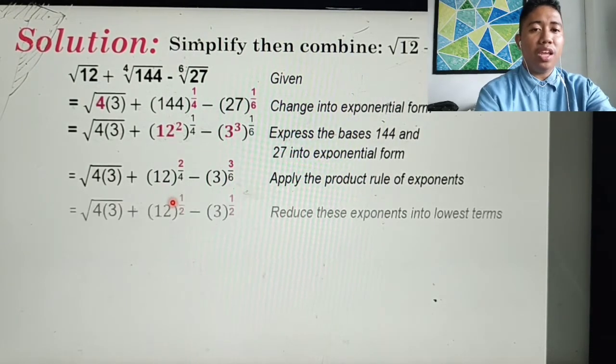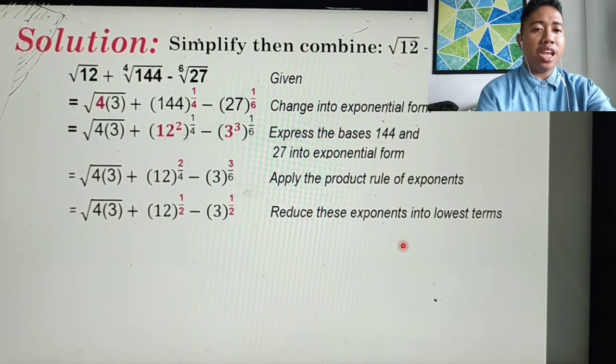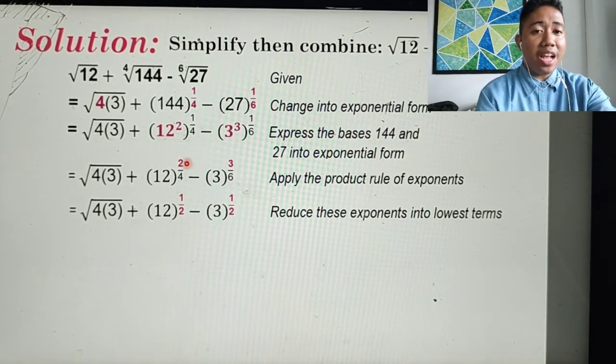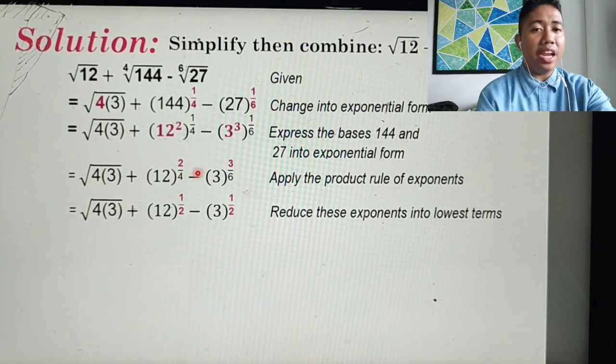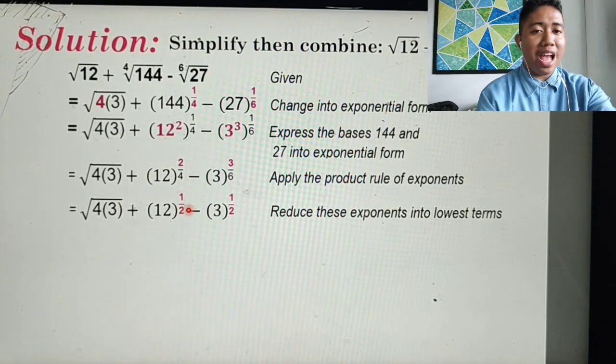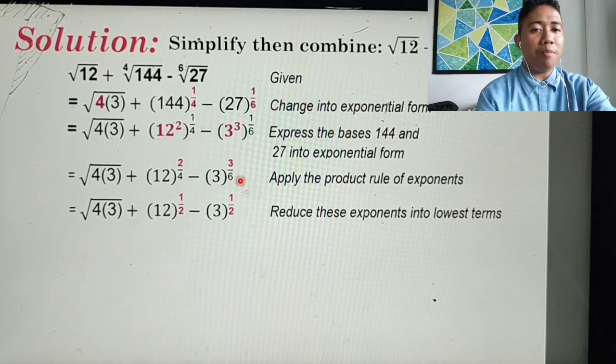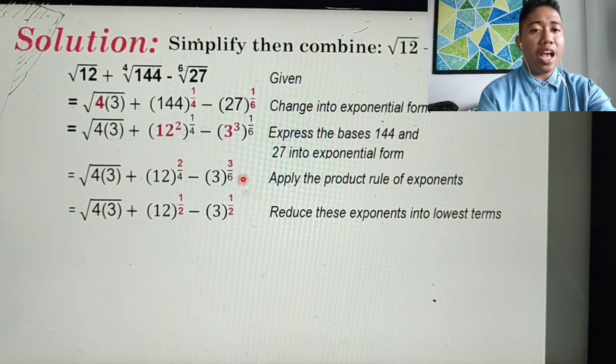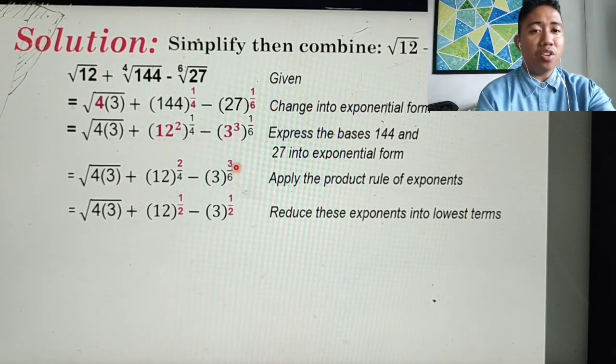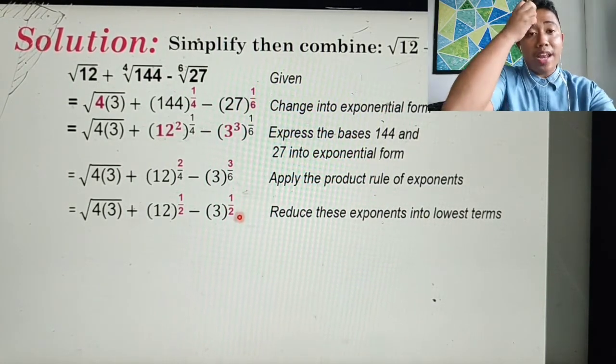The next step to do is you will be going to reduce these exponents into lowest terms. So we all know that 2 over 4 has a greatest common factor of 2. So divide both the numerator and the denominator by the greatest common factor. So 2 divided by 2 becomes 1, and 4 divided by 2 becomes 2. So it becomes 1/2. Same with 3 over 6, we can also reduce it into lowest terms, which has a greatest common factor of 3. So 3 divided by the GCF of 3 becomes 1, and 6 divided by 3 is 2. So we have 1/2 exponent.